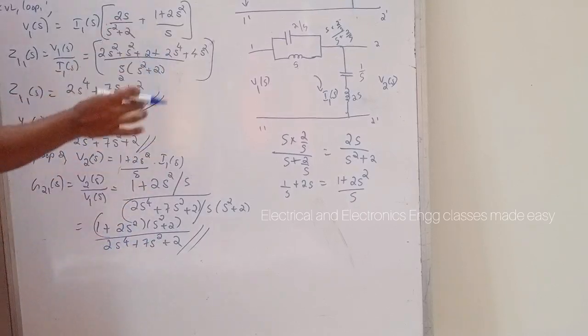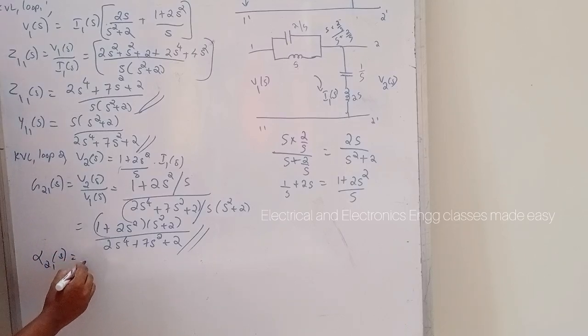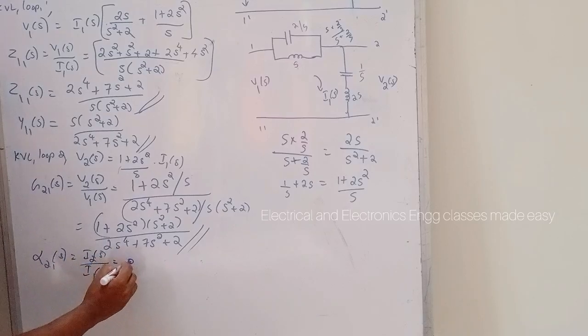Then next question is alpha 21 of s. So what is alpha 21 of s? Alpha is I2 of s divided by I1 of s, and here I2 of s is 0. So its value is 0 here. So these two are very important problems in network functions. So that is about the problems related to network functions.